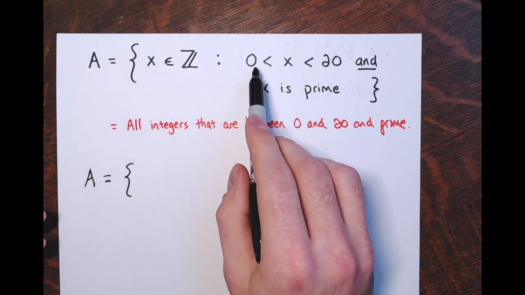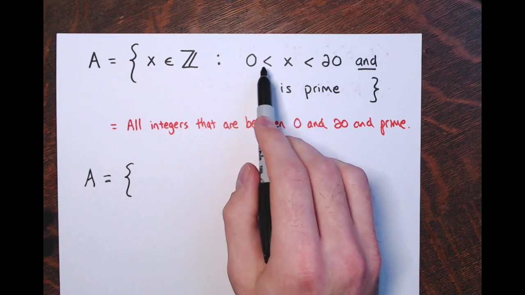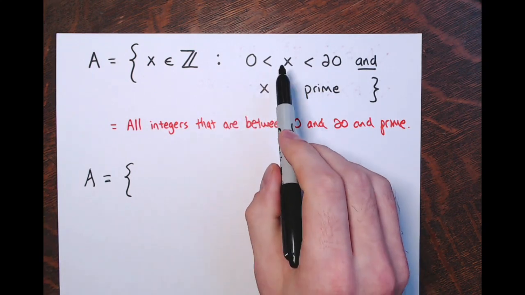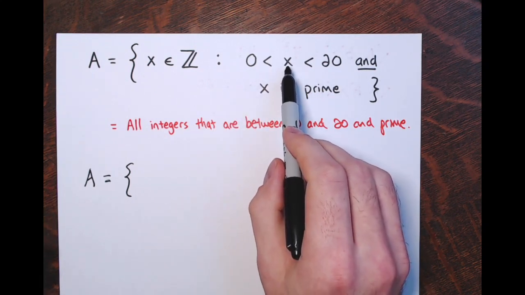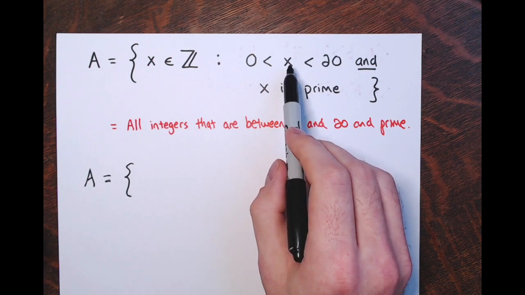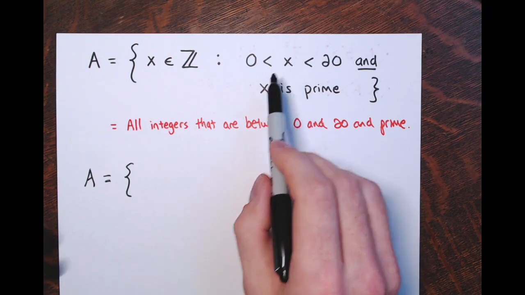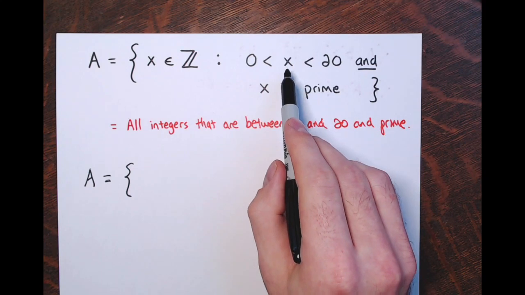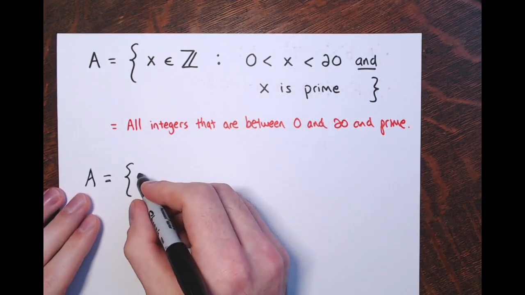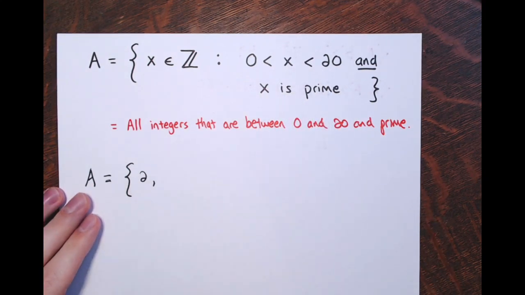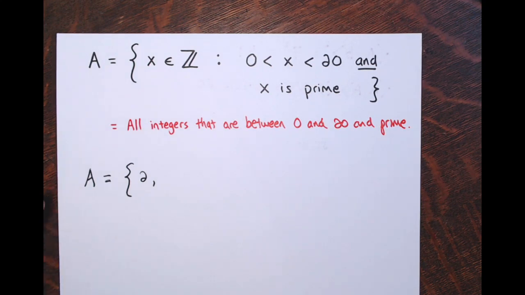Now obviously 0 doesn't belong here, because it's not between 0 and 20. 1 doesn't belong. Remember, 1 is not prime by definition. So 1 doesn't belong. How about 2? 2 is between 0 and 20, and it is prime. Remember, prime means that its only divisors are 1 and itself, right? And it's greater than 1.